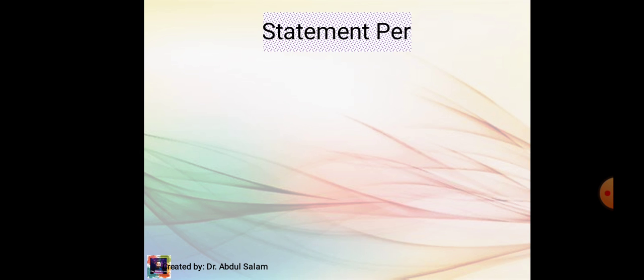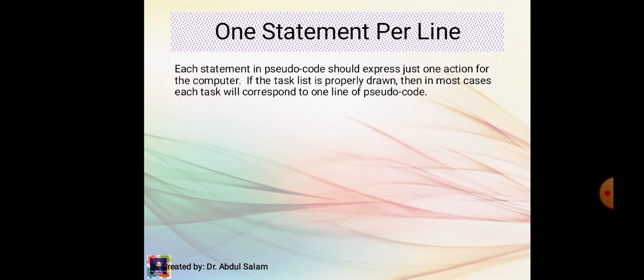Rules in detail. One statement per line means each statement in pseudocode should express just one action for the computer. If the task list is properly drawn, then in most cases each task will correspond to one line of pseudocode.